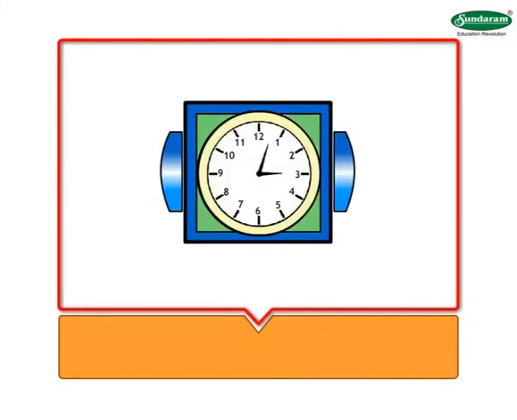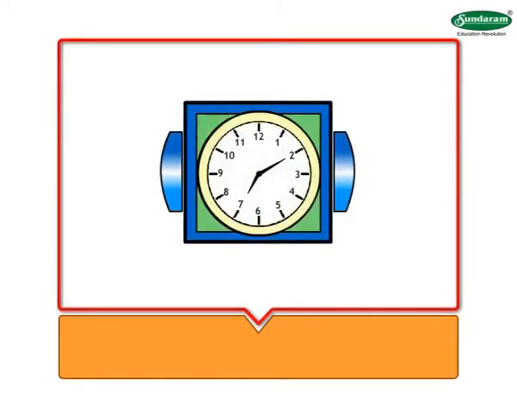Now, in 5 minutes, the minute hand travels from one number to the next, passing through 5 small divisions. Each division stands for 1 minute. 1 division is equal to 1 minute. The clock has 60 such divisions for 60 minutes. Thus, 60 divisions is equal to 60 minutes. And 60 minutes make 1 hour.